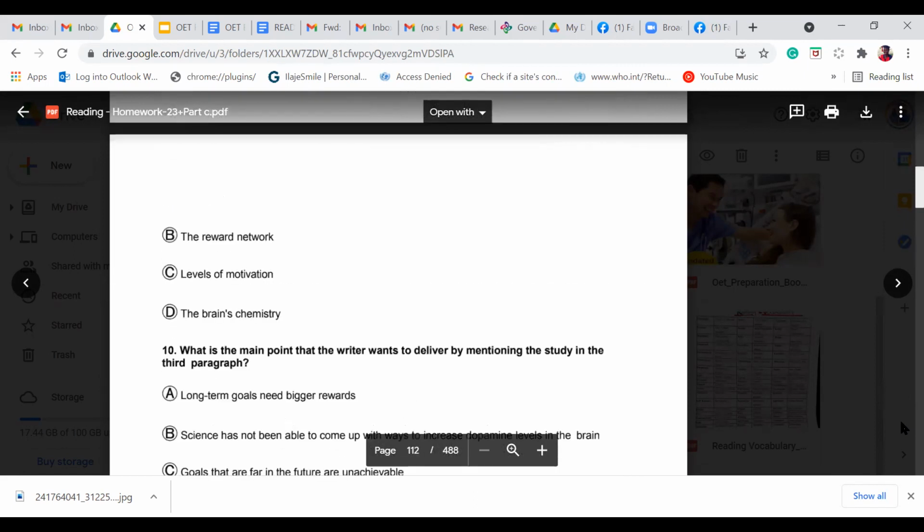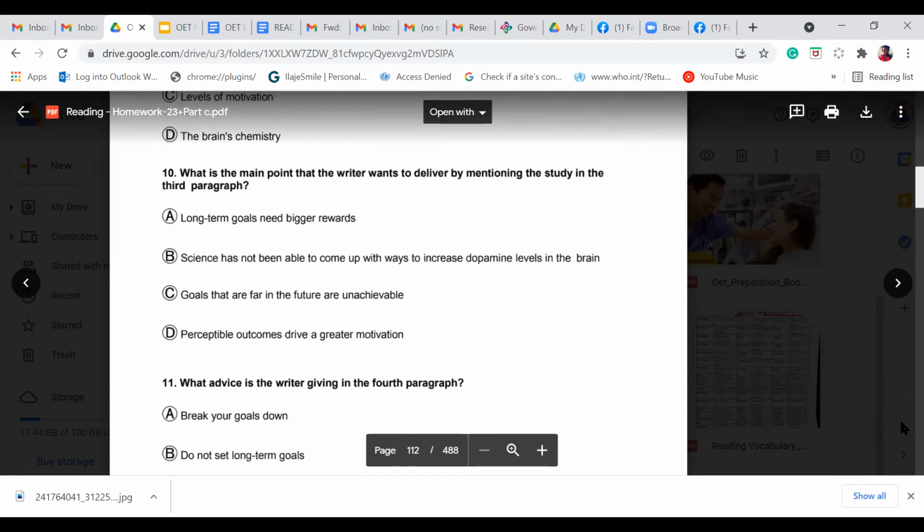Now, let's go to question 10. Question 10: What is the main point that the writer wants to deliver by mentioning the study in the third paragraph? Again, I'm going to say, as complex as it may be, it always directs you to where to go. You do not just leave it stranded looking throughout all the tests. So it's telling you here to go to what paragraph? Third paragraph.